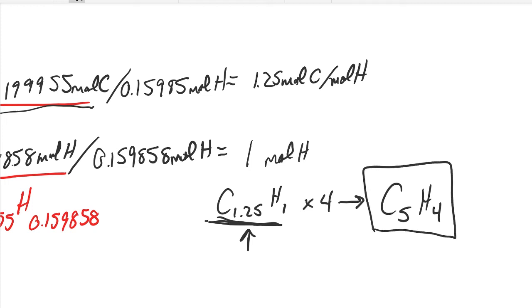C5H4 is now represented in the lowest common denominator with whole numbers. This would be our final answer for the question of what is the empirical formula given the masses of products the problem gave us.